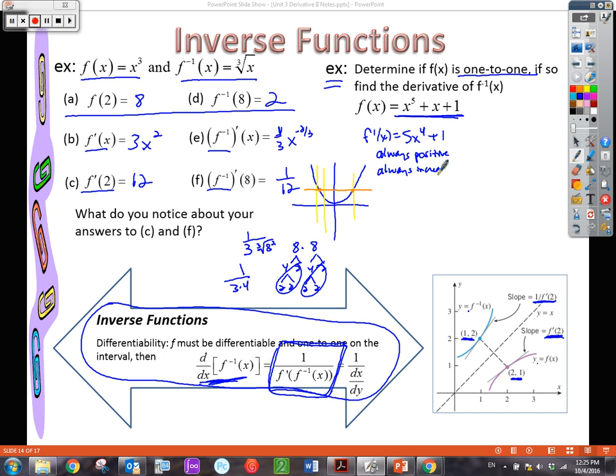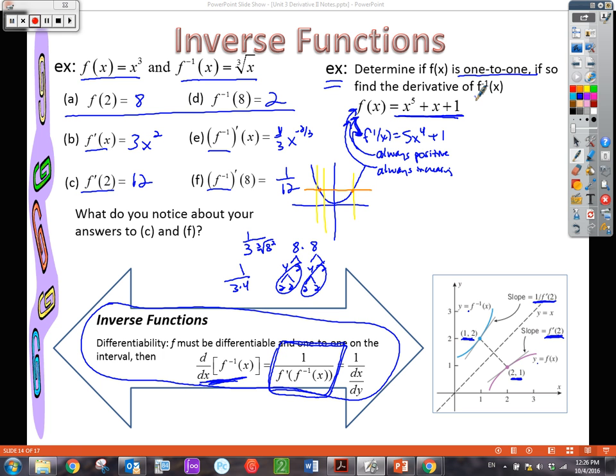Now what I'm saying is that this function is always positive and always increasing. Excuse me. This one is always positive. This one is always increasing. The derivative is always positive. The actual function is always increasing. If we have a function that's always increasing, is that going to be one-to-one?